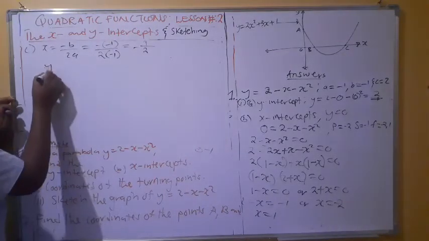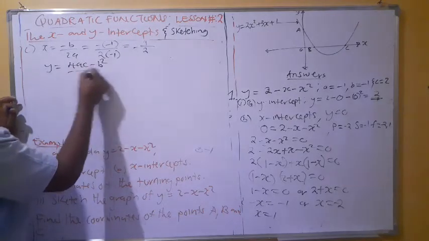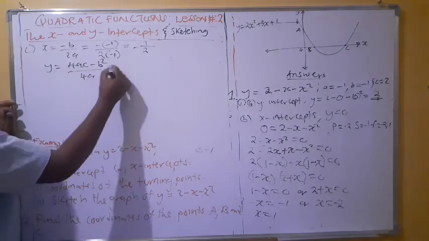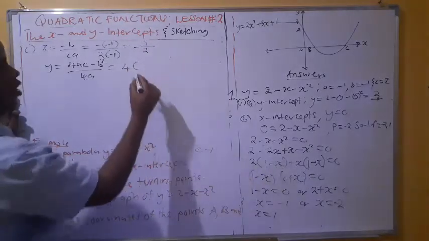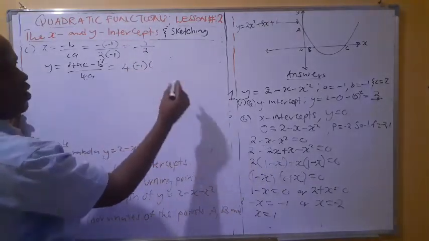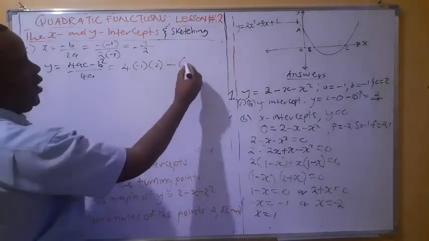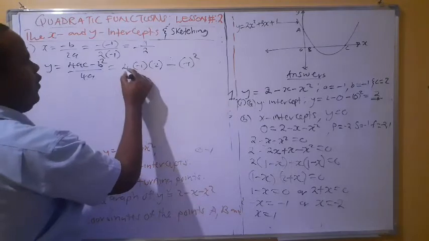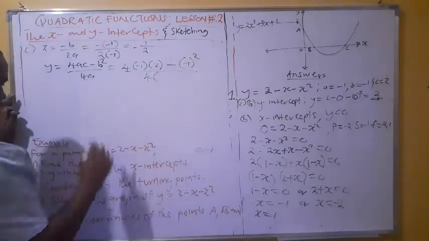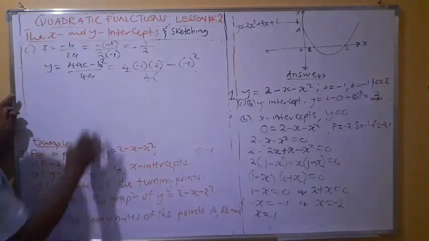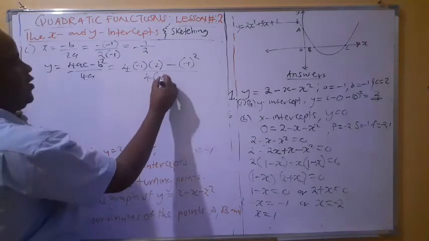Then for the turning point of y, it is 4ac minus b squared over 4a. Again, there is a presentation on this one. So we are going to say 4. What is our a? Again, we'll say negative 1. Our c is what? 2. Minus, what is our b? Negative 1 squared, over 4a. Why am I talking about this? Both the sketching require that you go through all these steps. What is our a? Our a is negative 1.